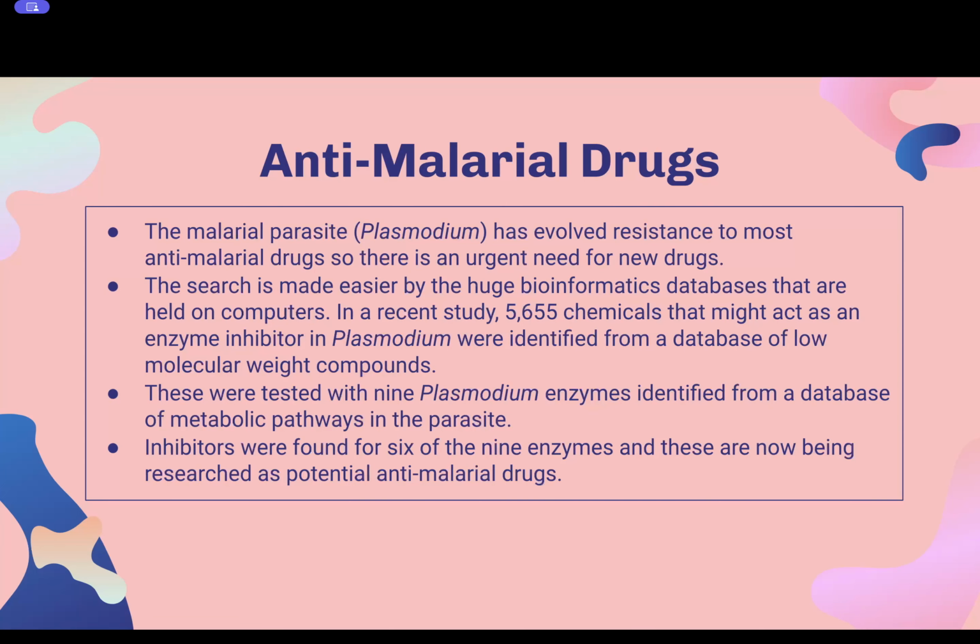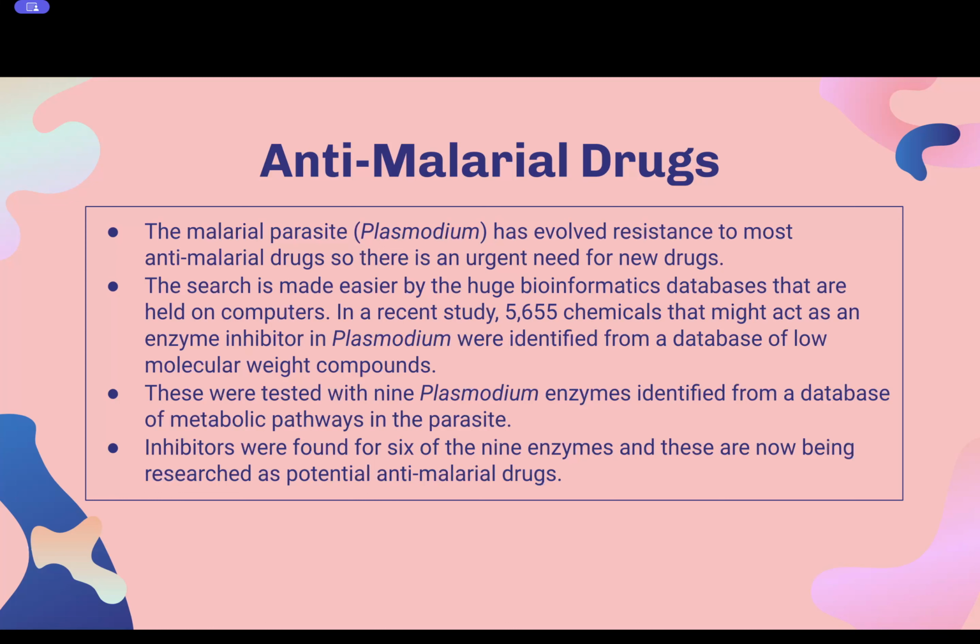Okay, so anti-malarial drugs. This is just an example of how they're trying to make use of end product inhibition. So the malarial parasite, or Plasmodium, has evolved resistance to most anti-malarial drugs, which is why we consider malaria to be such a difficult thing to treat, because most of the malarial parasites are now resistant to the drug. So you obviously need new drugs to be able to adapt to their adaptations.